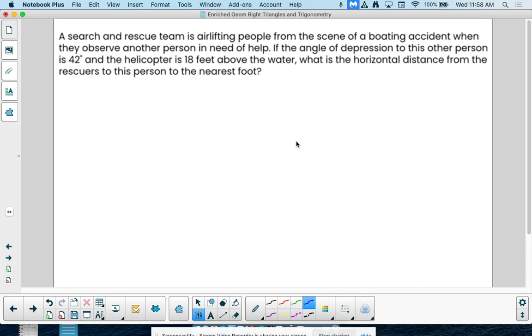Okay, we're switching gears to angle of depression, folks. A search and rescue team is airlifting people from the scene of a boating accident when they observe another person in need of help. The angle of depression to the other person is 42 degrees, and the helicopter is 18 feet above the water. What's the horizontal distance from the rescuers to the person to the nearest foot? A lot of words. Draw a triangle.